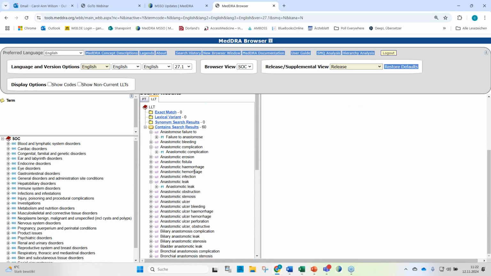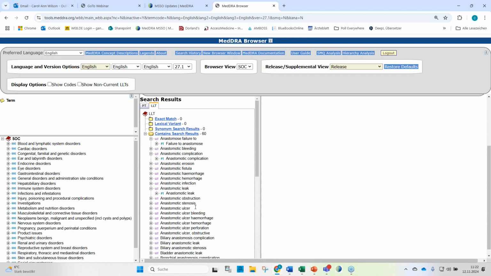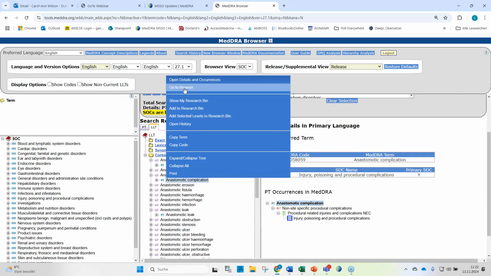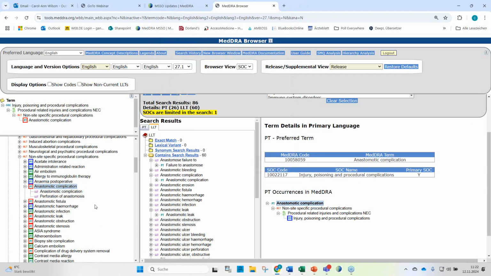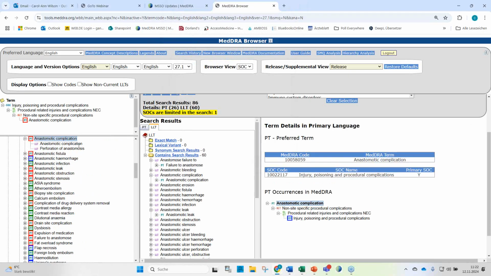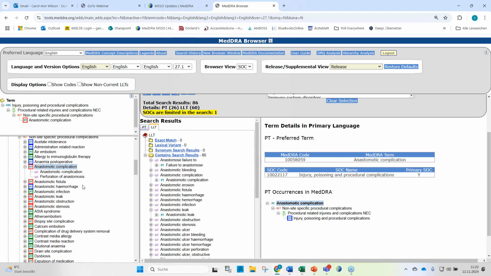So let us look for the term that you have voted for. So for the anastomotic complication first. Go to browser, and you see that the perforation of an anastomosis is grouped under this PT. So something happened after this anastomosis was performed in the patient, a perforation. So same as hemorrhage can occur, an ulcer can occur. So this is an anastomotic complication, and obviously the perforation is grouped under this anastomotic complication, but others are represented in MedDRA as separate PTs.